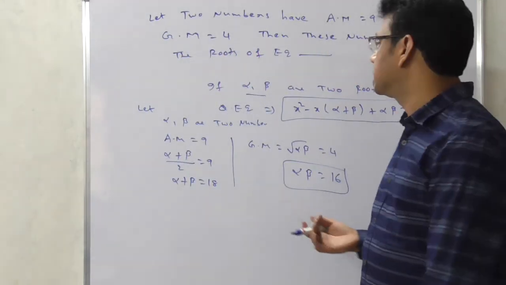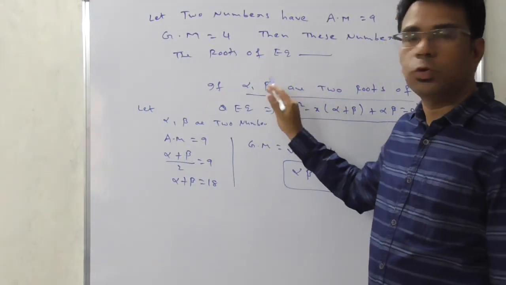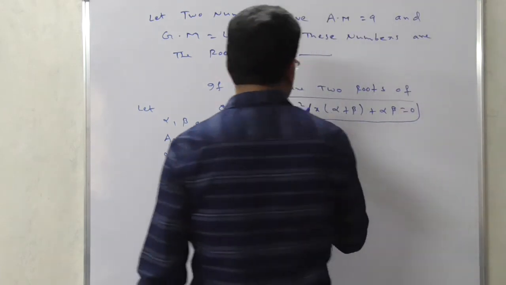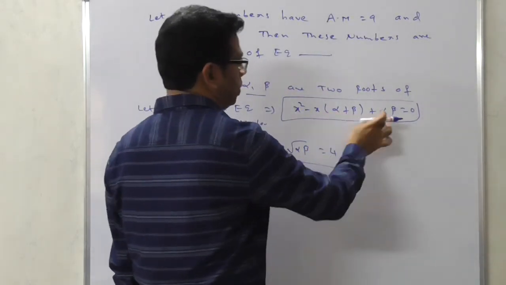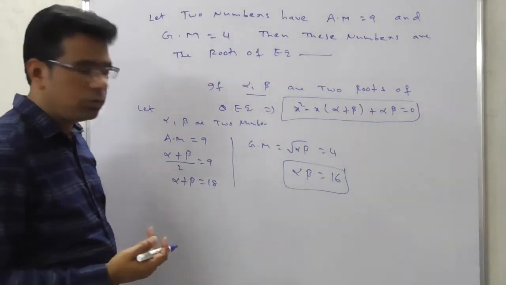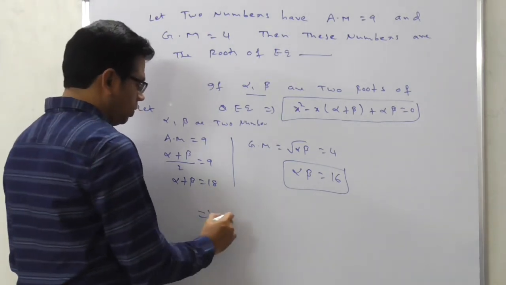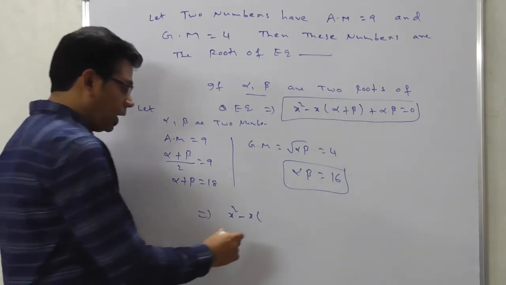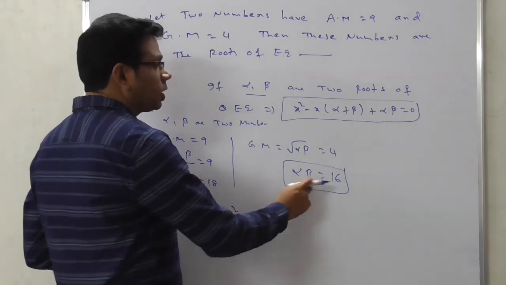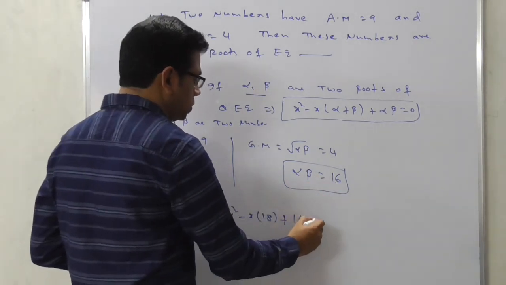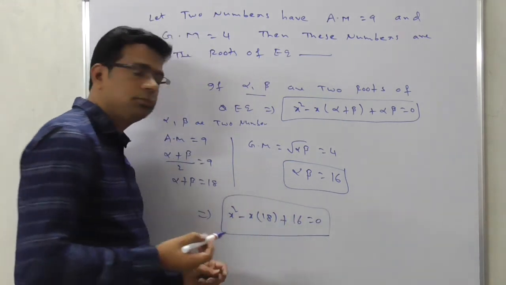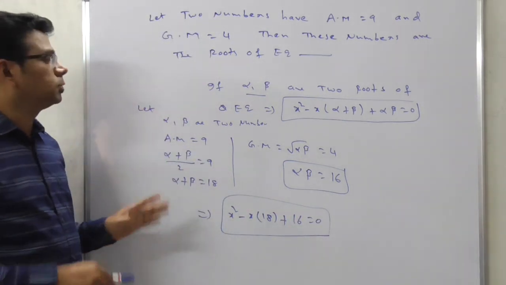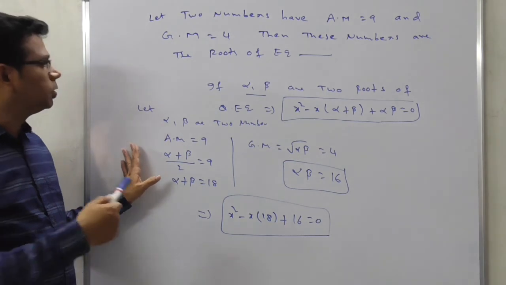What does the concept say? If alpha and beta are roots, then the quadratic equation is x square minus x of alpha plus beta plus alpha beta equal to 0. Then what is your equation? x square minus x of the sum of the roots, which is 18, plus the product of the roots, which is 16, is equal to 0. This is your final answer. So very simple. Clear? Very good. Note it down.